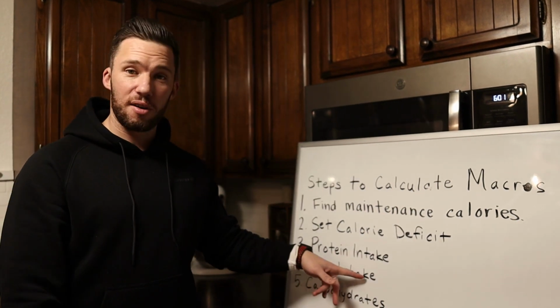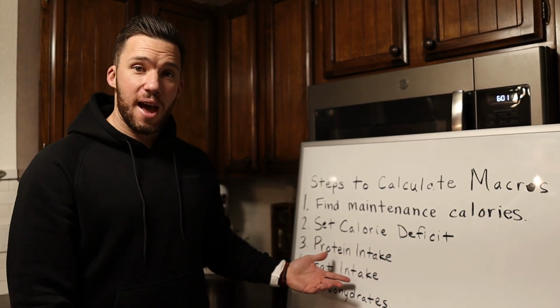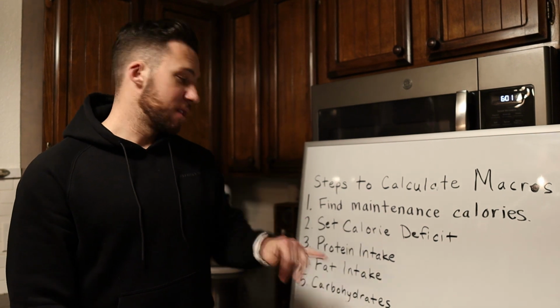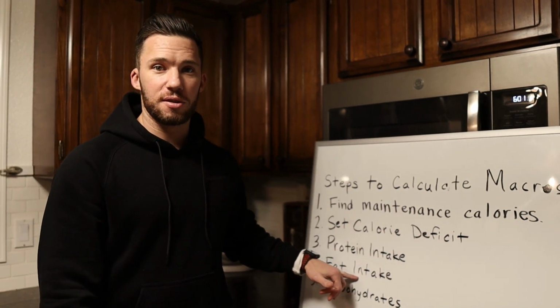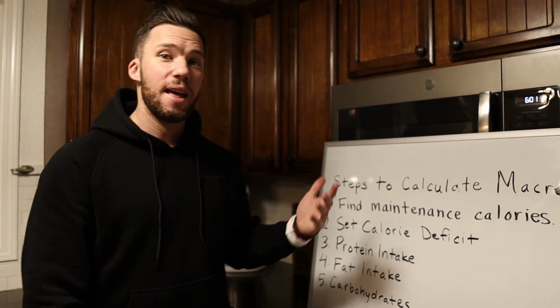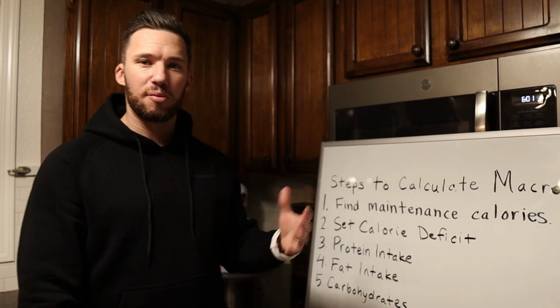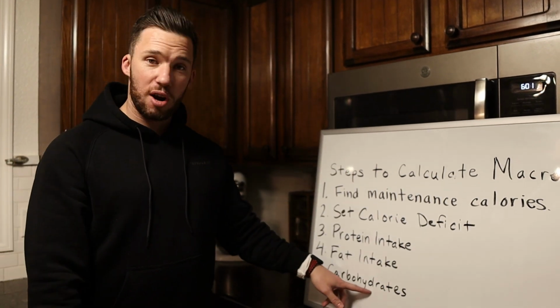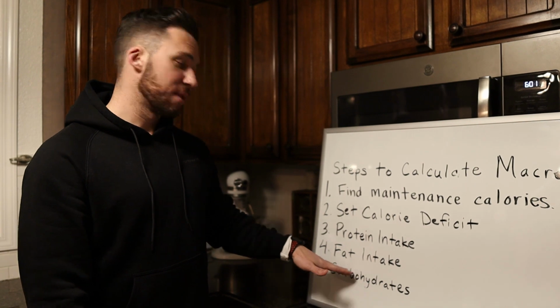Then from there, we're going to set our fat intake. We're trying to lose body fat, but this refers to dietary fat. That's very important. It's a nutrient, and your body needs it for brain function and other body functions. Then also carbohydrates, we're going to find that. That's going to be the last step.